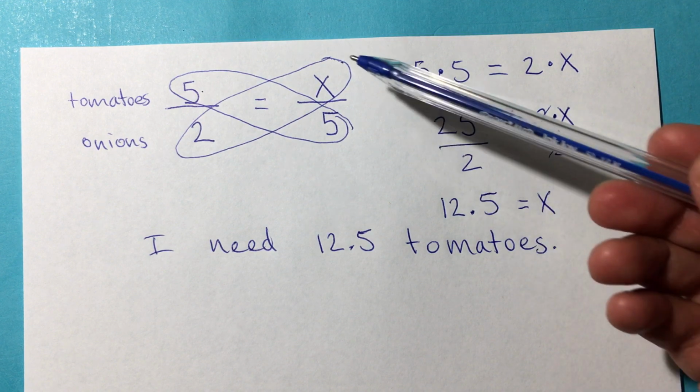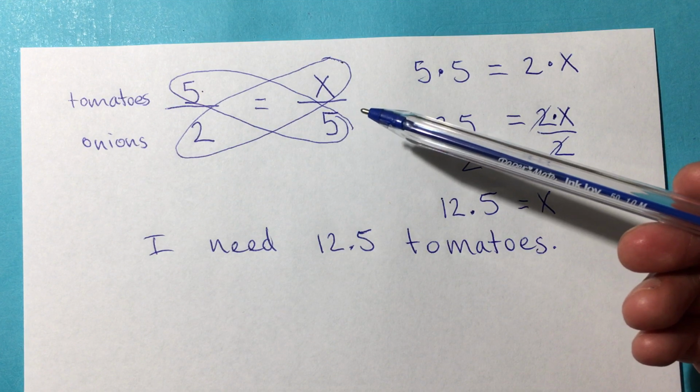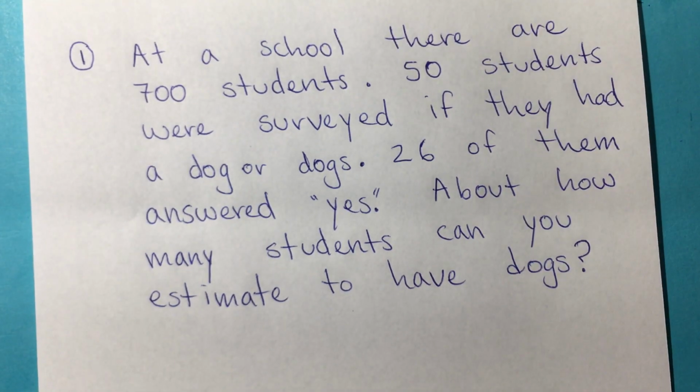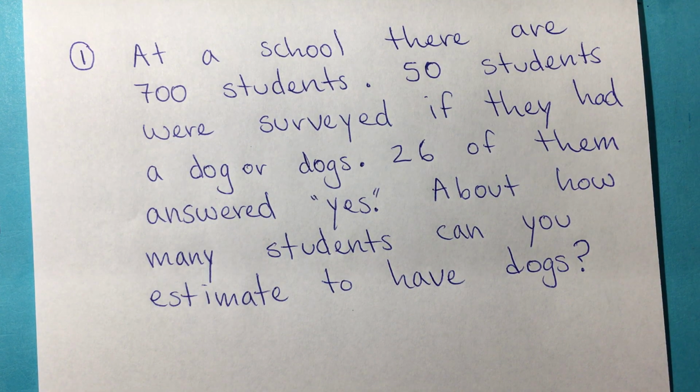But now we're going to use the concept of proportions to be able to estimate data in real populations. So number 1 says, at a school there are 700 students. 50 students were surveyed if they had a dog or dogs. 26 of them answered yes. About how many students can you estimate to have dogs?